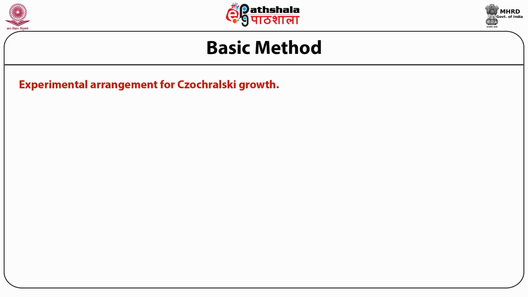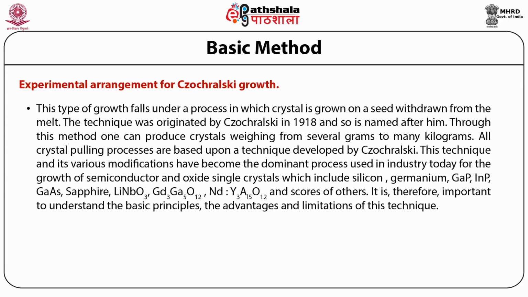Experimental arrangement for Czochralski growth. This type of growth falls under a process in which crystal is grown on a seed withdrawn from the melt. The technique was originated by Czochralski in 1918 and so is named after him. Through this method, one can produce crystals weighing from several grams to many kilograms. All crystal pulling processes are based upon a technique developed by Czochralski.